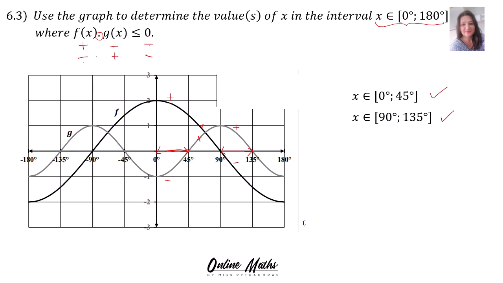And let's go to 135 up to 180. This graph is negative and that graph is negative. So that's how you find that answer.